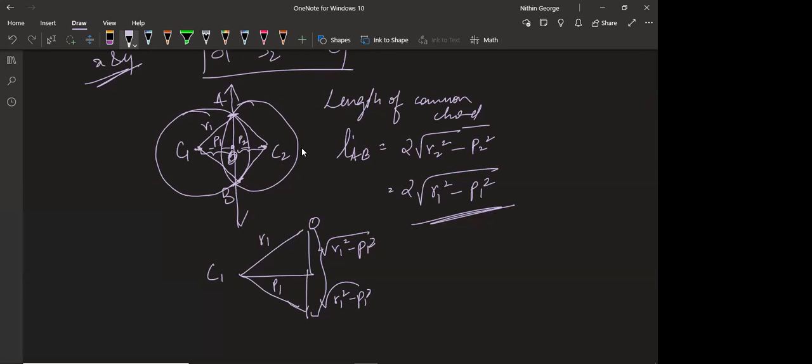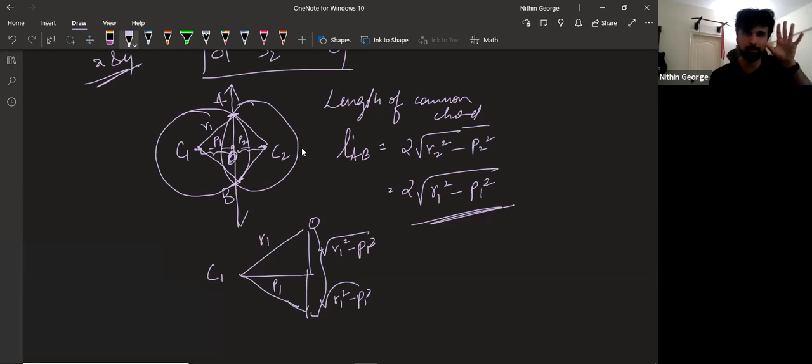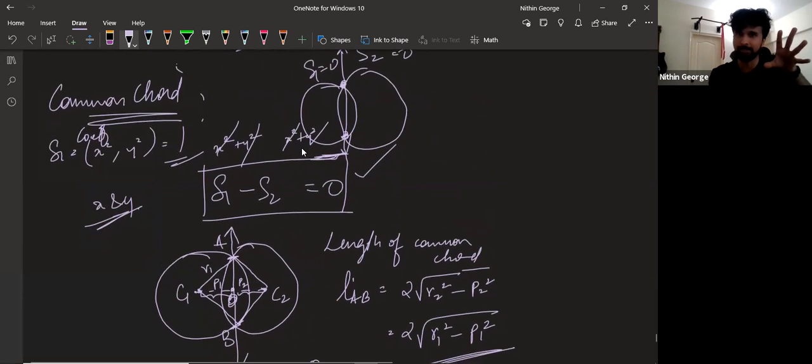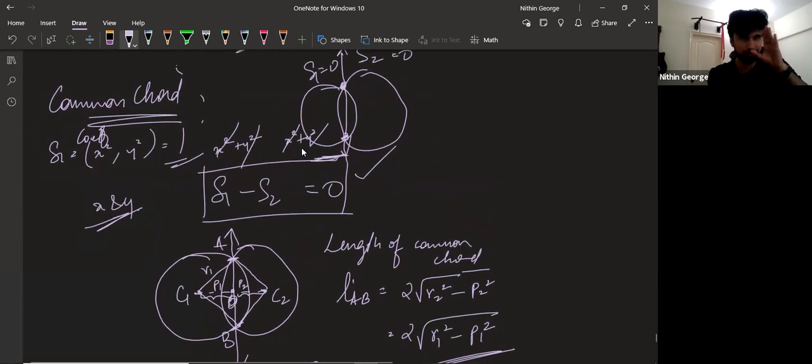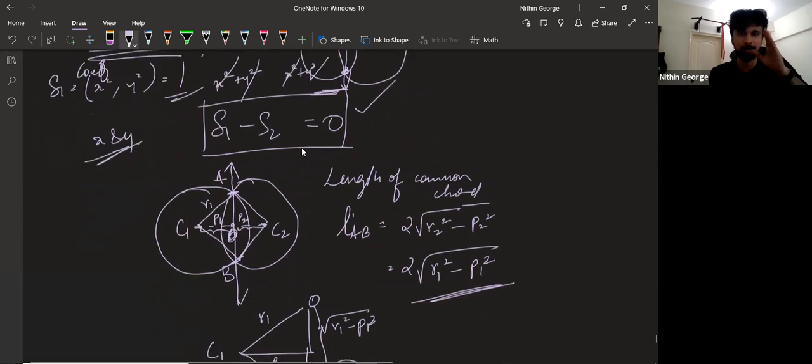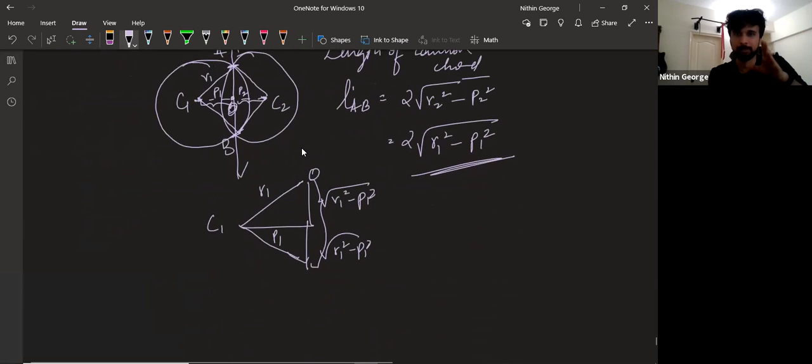Yes, sir. I think you can calculate it there. Just figure out the equation of the common chord. That is what you need actually. All right, just remember this part. Equation of common chord. This and all you can figure it out. Yeah, Pythagoras theorem you are using.